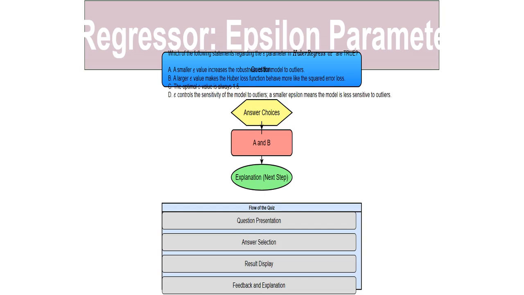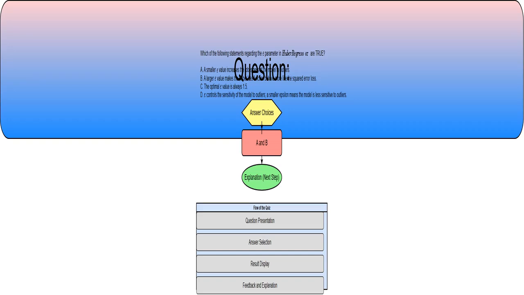This quiz focuses on understanding the epsilon parameter within Sklearn's HuberRegressor, a regression model designed to handle outliers effectively. I'll be testing your knowledge of how this parameter influences the model's behavior. Get ready. Let's assess your understanding of the epsilon parameter in Sklearn's HuberRegressor. Are you ready to answer the multiple choice question?